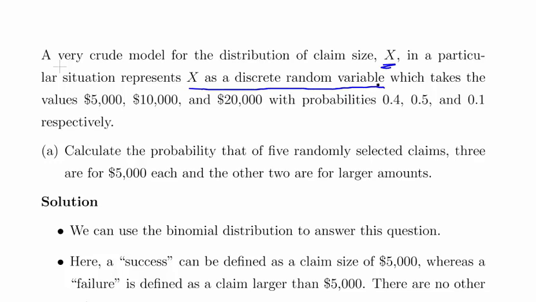Now actually you could use that approach and get the correct answer. But the most straightforward approach is to look at this from the point of view of a binomial. Anyway, sorry, I'm digressing here. X takes the values 5,000, 10,000 and 20,000 with probabilities 0.4, 0.5 and 0.1 respectively. Calculate the probability that of 5 randomly selected claims, 3 are of 5,000 each and the other 2 are of larger amounts.